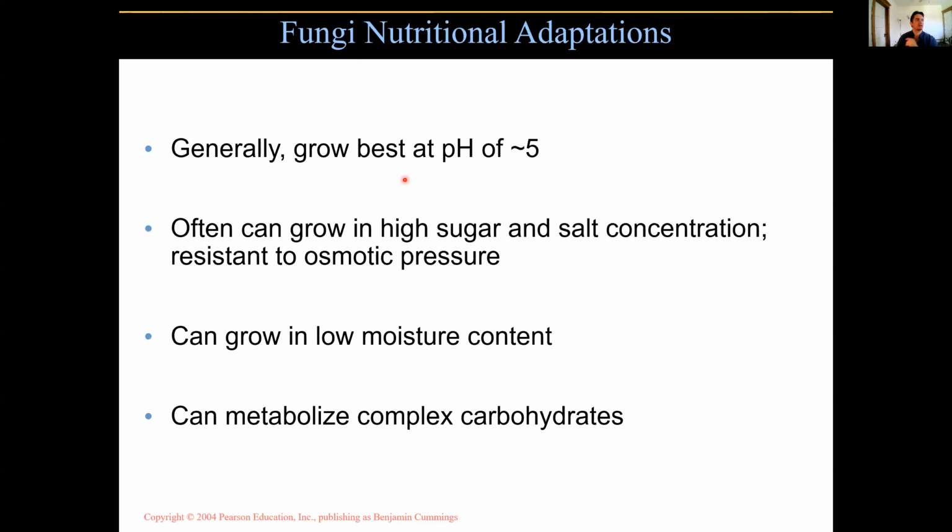Okay, and some nutritional adaptations for fungi. So typically they grow at a pH of more or less 5. So this is acidic conditions that they like to grow in. And they can also grow in high sugar and salt concentrations. So they are resistant to osmotic pressure. They aren't as negatively affected by that as many other microbes are. They are also capable of growth in low moisture content. And they can metabolize complex carbohydrates. Again, think of when they feed.